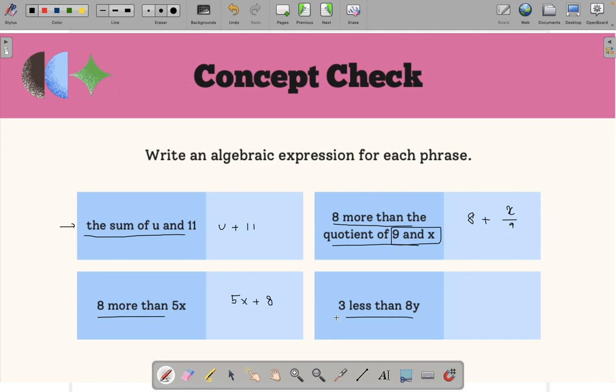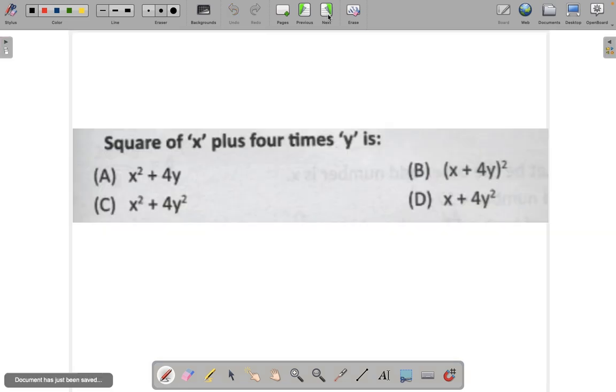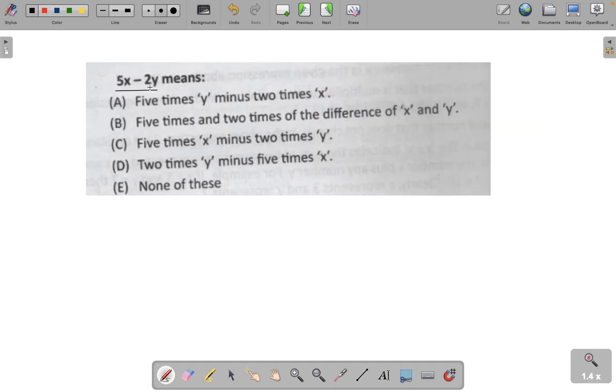Okay, and then you have 3 less than 8y. First comes 8y, because you have to subtract 3 from 8y, as the number is 3 less than 8y. Okay, what is square of x plus 4 times y? Which of the following options correspond to this? Yeah, you have square of x, so that becomes x square, and 4 times y. Yeah. 5 times x minus 2 times y.